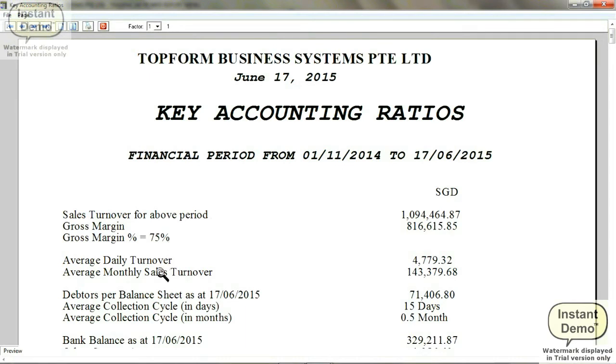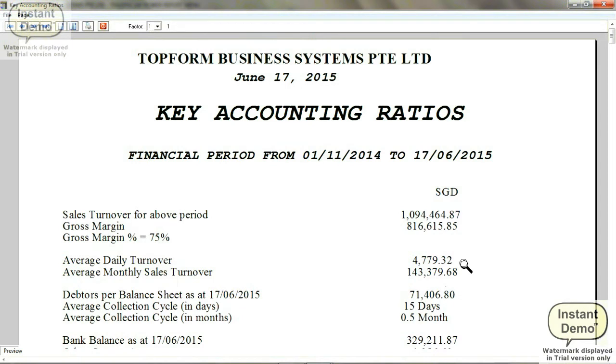Then it goes on to tell you about your sales turnover at daily and monthly intervals. You can see on the average you are doing $143,000 monthly and $4,779 daily. This is really useful information that will allow you to make informed decisions. But that is not all.